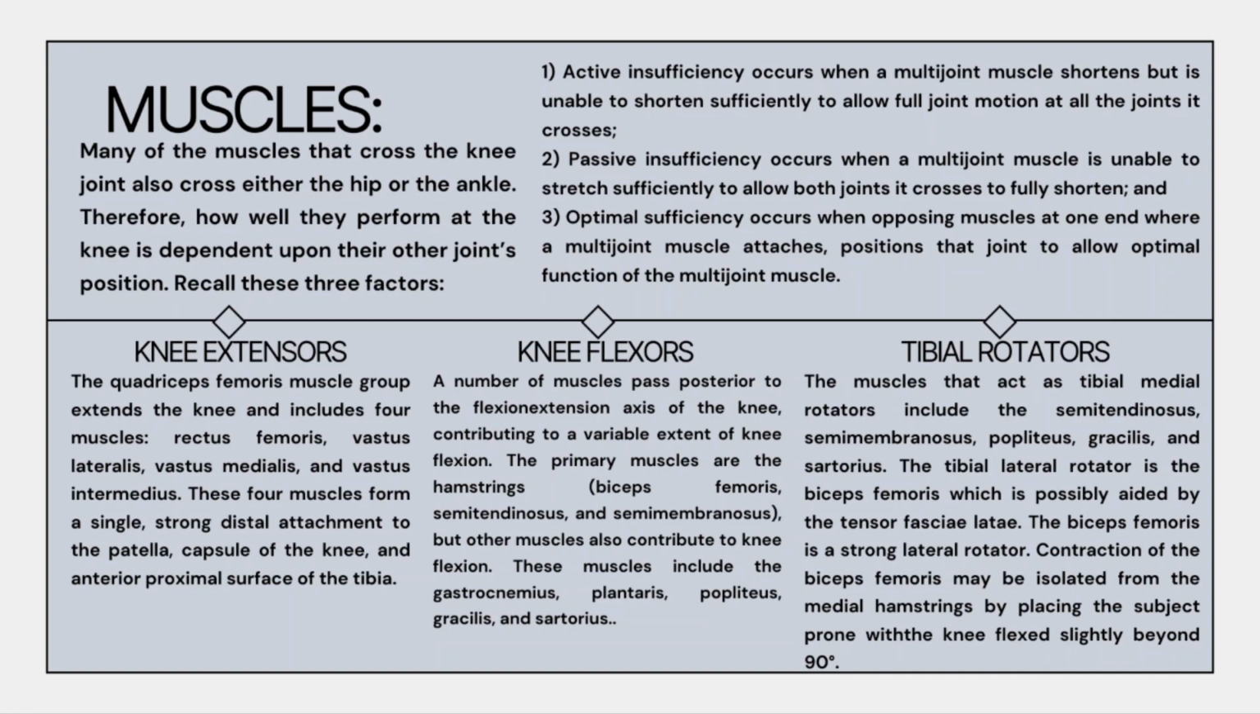So next we have knee flexors. A number of muscles pass posterior to the flexion extension axis of the knee, contributing to a variable extent of knee flexion. The primary muscles are the hamstring, we have biceps femoris, semitendinosus, and semimembranosus. But other muscles also contribute to knee flexion. These muscles include the plantaris, popliteus, gracilis, and sartorius.